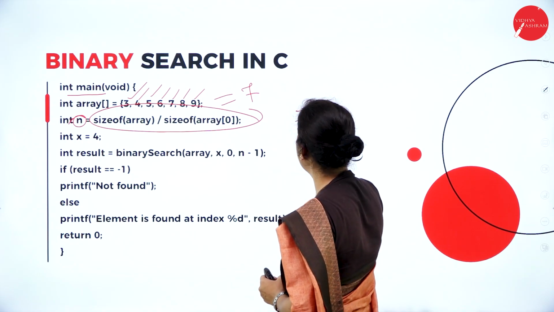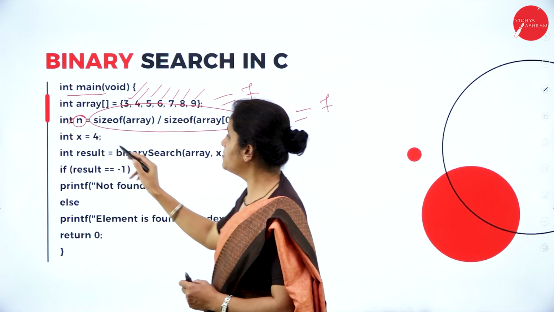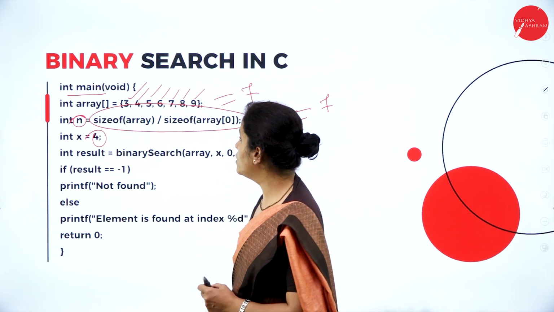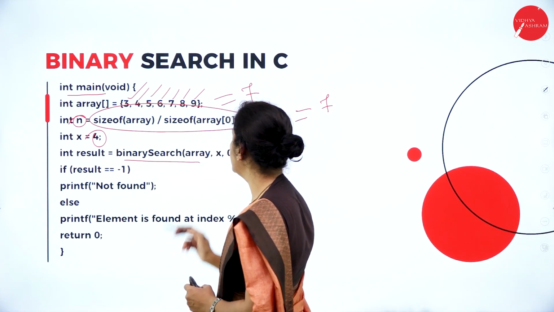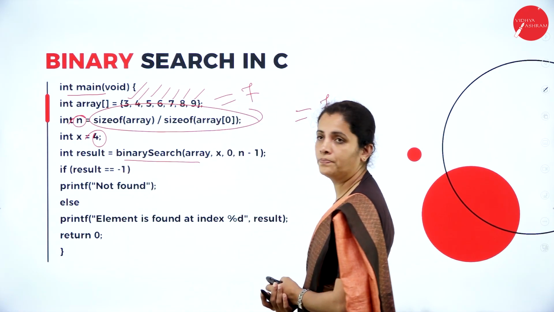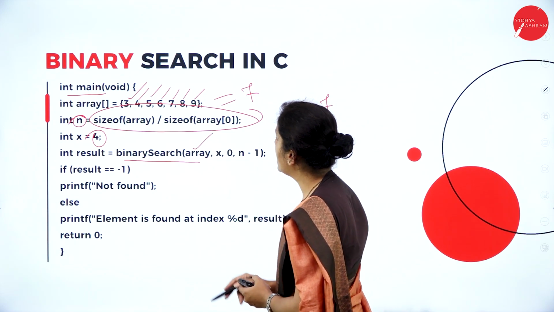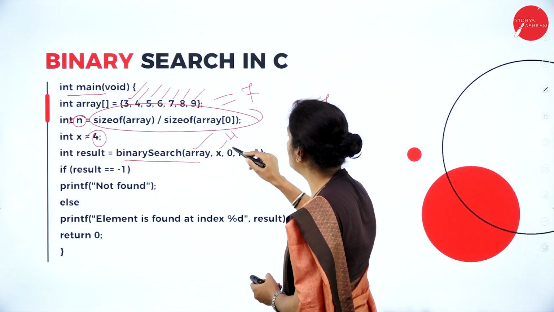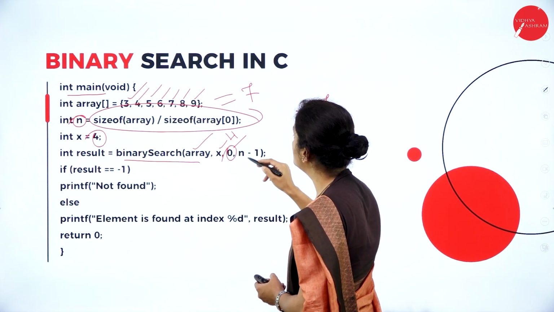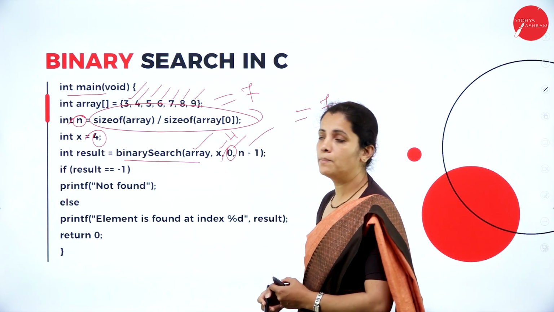That is nothing but the 7. And what is my key? Key is nothing but the 4. Okay, and I'm going to call the binary search, passing the array, I'm passing the key 4. Low is nothing but the 0 and high is nothing but n minus 1.